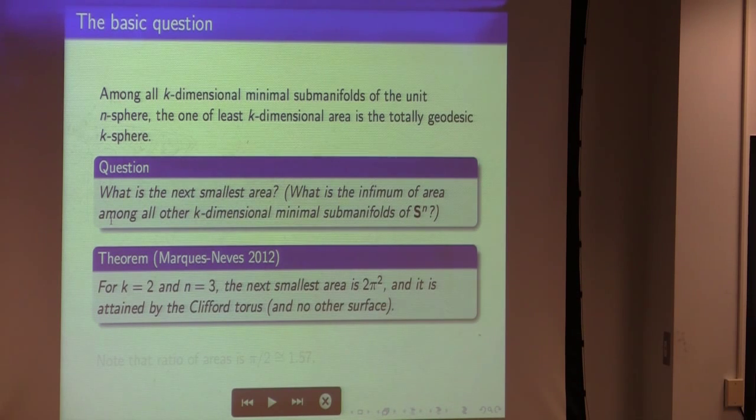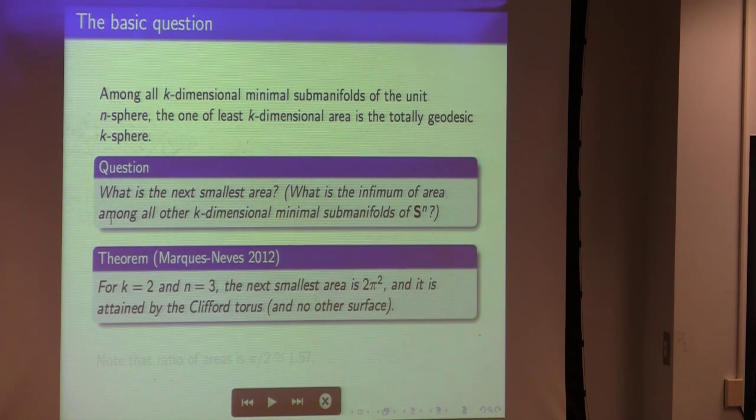They showed that if you consider all two-dimensional closed minimal surfaces in the 3-sphere, the smallest area, as we said before, is the totally geodesic S2. What they proved was the next smallest area is attained by the Clifford torus.